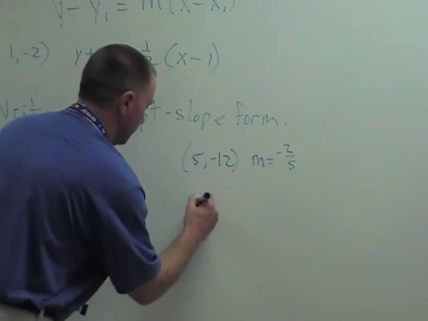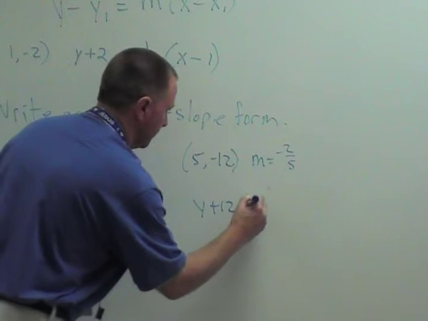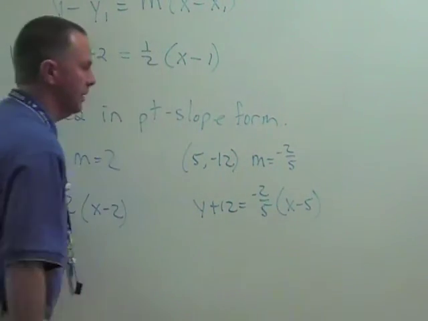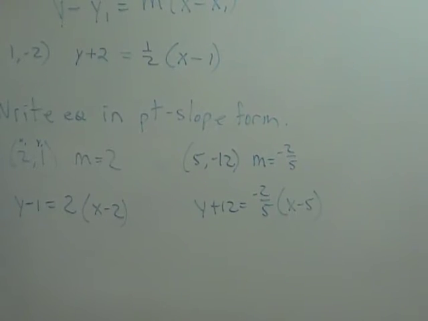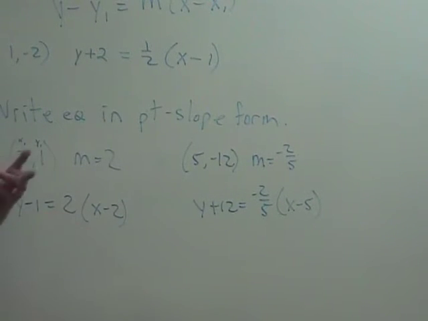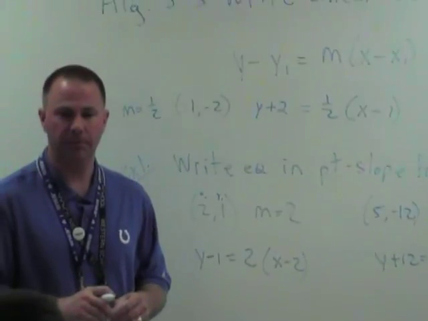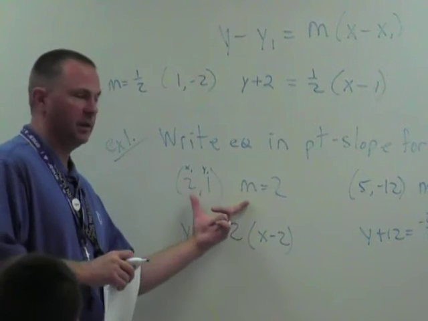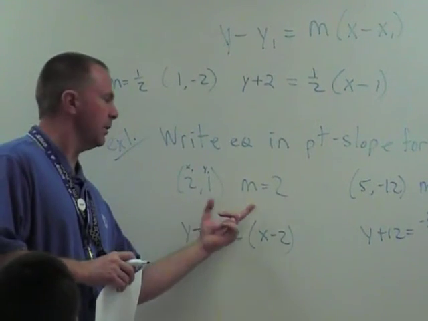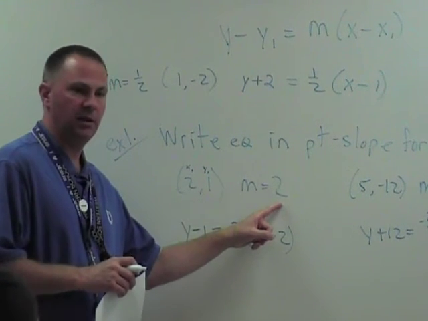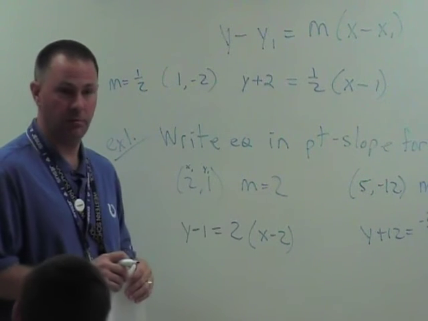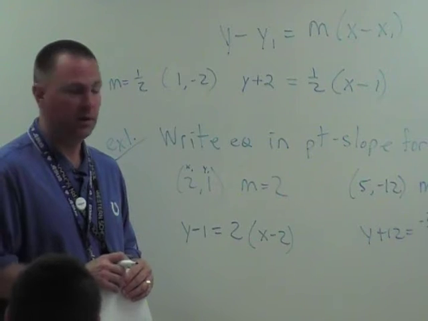Y plus 12 equals negative 2/5, start parentheses, x minus 5 in parentheses. Excellent. Now, in a former book we used to use, it would say write it in point slope form and then give me the slope intercept form, which you can do just by having this information. Y equals 2x plus b. You substitute that in for x and y to find b. That's what we did yesterday.